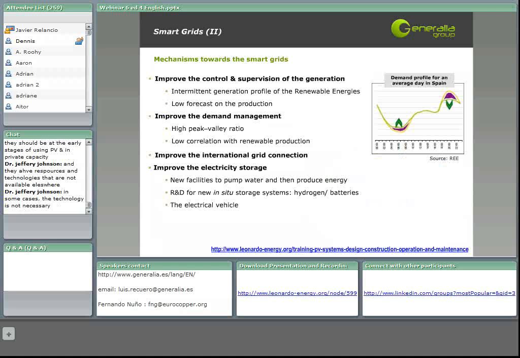Third, they are considering to improve the international grid connection. And fourth, they are considering to improve the electricity storage by investing in research and development of new ways of storing energy in situ, for example, with hydrogen or with new type of batteries.